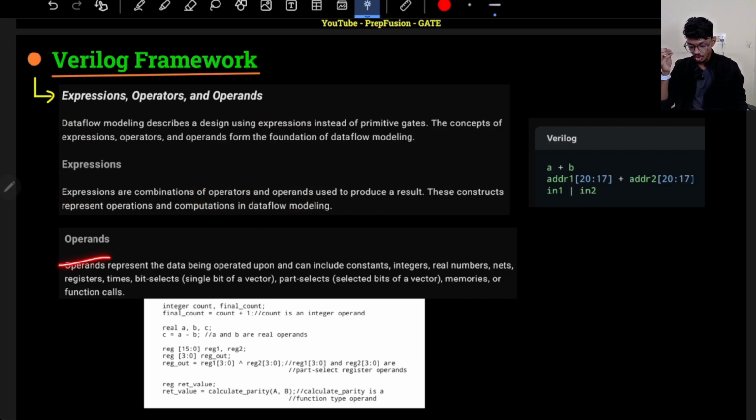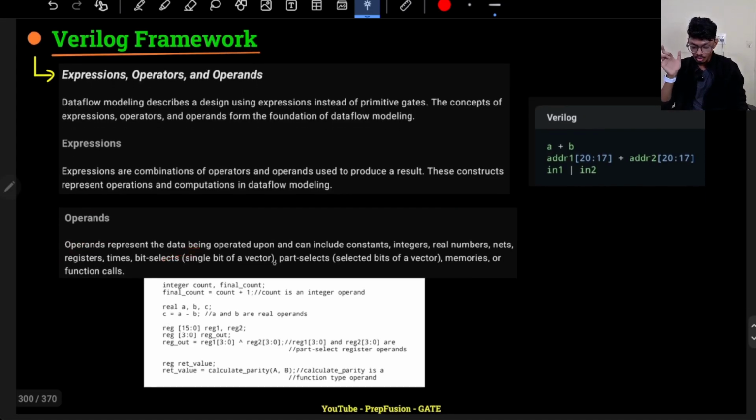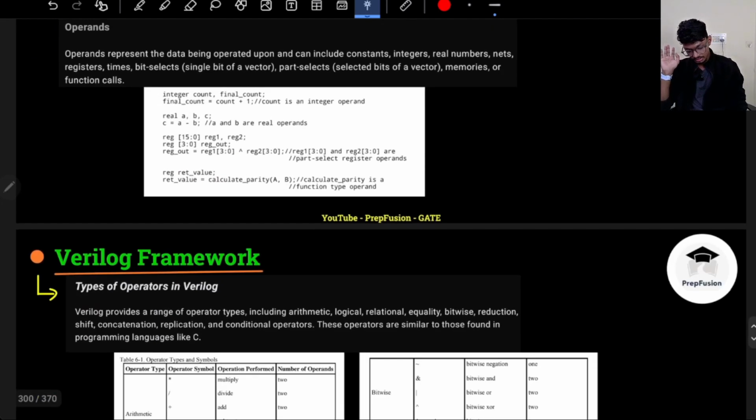What are operands? Operands represent data being operated upon and can include constants. Because here, in this C equals A minus B, A and B are the operands, and this subtraction sign is the operator. Okay, this subtraction sign is the operator, A and B are the operands, and C is the result. And this A minus B is the expression. Okay, so I hope you have understood what is operand, operator and expression.